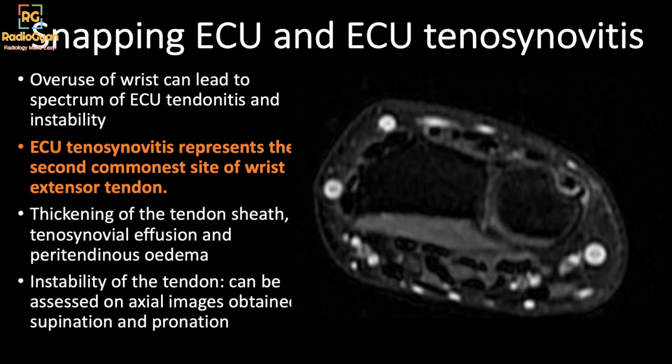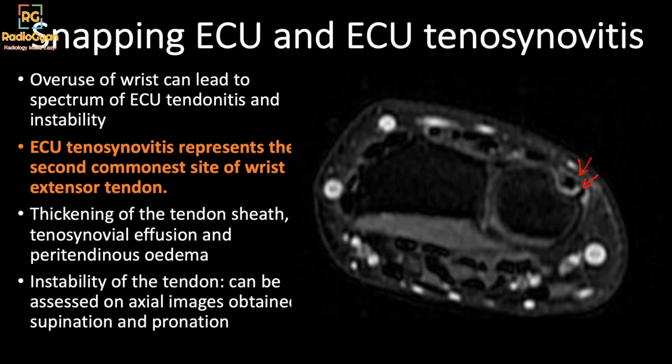So the extensor carpi ulnaris tendon is prone to subluxation and tenosynovitis. It is the second most common tendon to be affected in tenosynovitis after compartment 1. So what happens is that this is common in rheumatoid arthritis and SLE again. There is thickening of the tendon with fluid around the tendon.